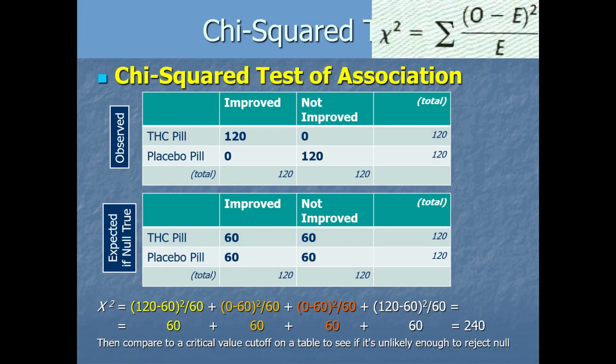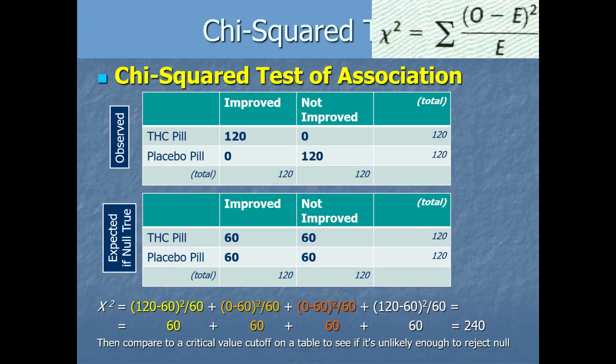Then we go on to the next cell, which I've done in this light orange here. So the next cell, the upper right cell, we observed 0 minus the 60 that's expected. So 0 minus 60. You square that, divide by 60, the expected amount, and you get 60 again for this cell. Do the same thing for the lower left cell. So in the darker orange here, 0 minus 60 that was expected. Square that, divide by the 60 that was expected. And it gives us 60 again. And finally, for the bottom right cell that I left in white here, 120 minus 60 squared divided by 60 is again 60.